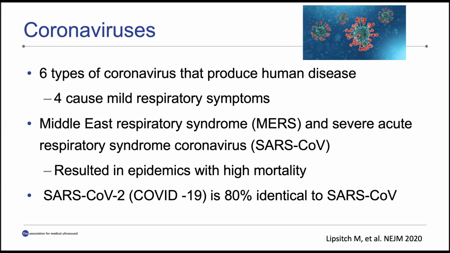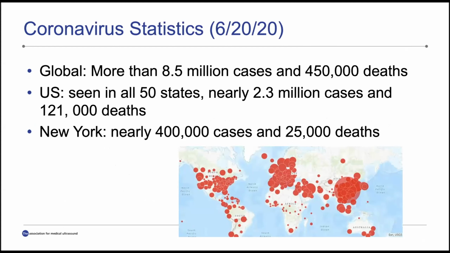Now, let me share some statistics. These are from June the 20th of this year, and you can see that globally, there are more than 8.5 million cases of coronavirus, resulting in almost 500,000 deaths. In the United States, we see the infection in all 50 states with nearly 2.3 million cases and approximately 121,000 deaths. Coming to you from New York, we've had a very extensive experience with coronavirus, where we've seen nearly 400,000 cases and 25,000 deaths.